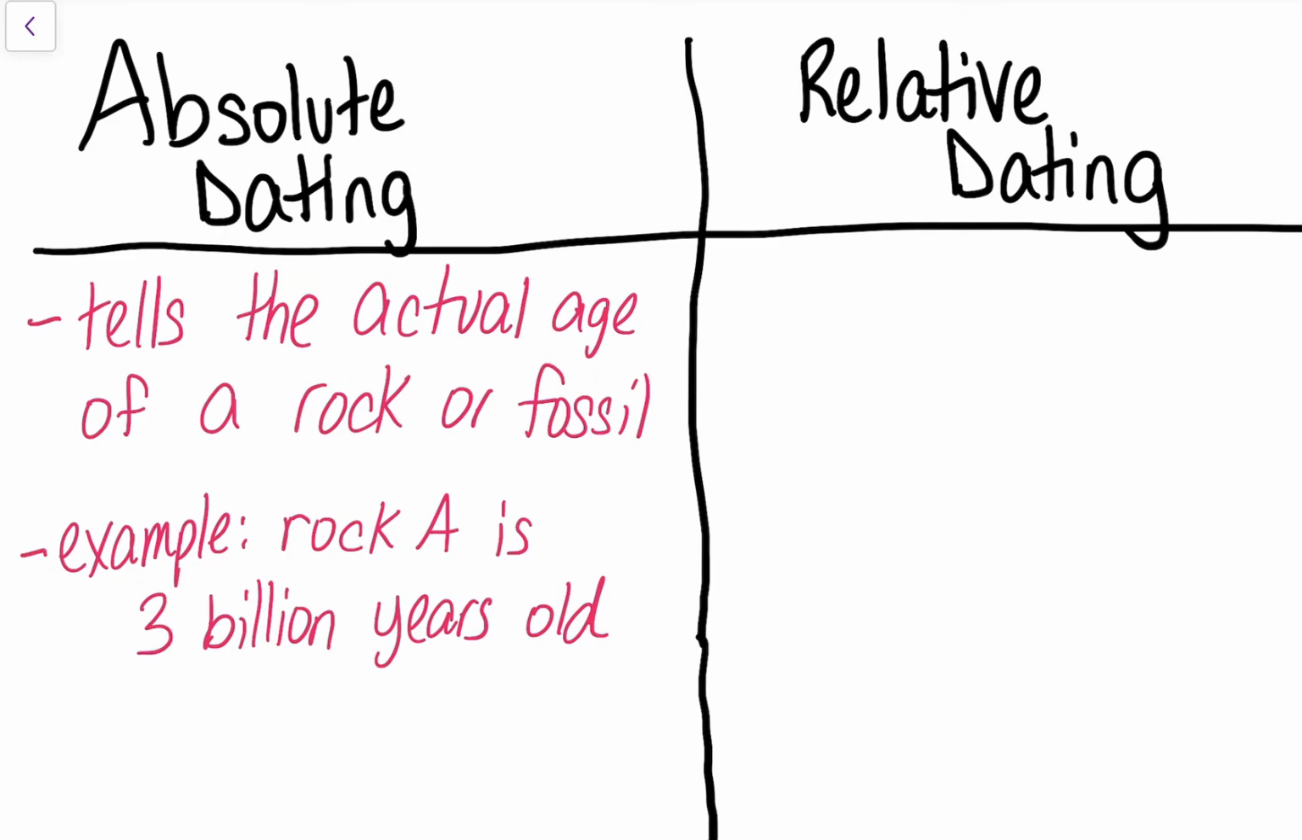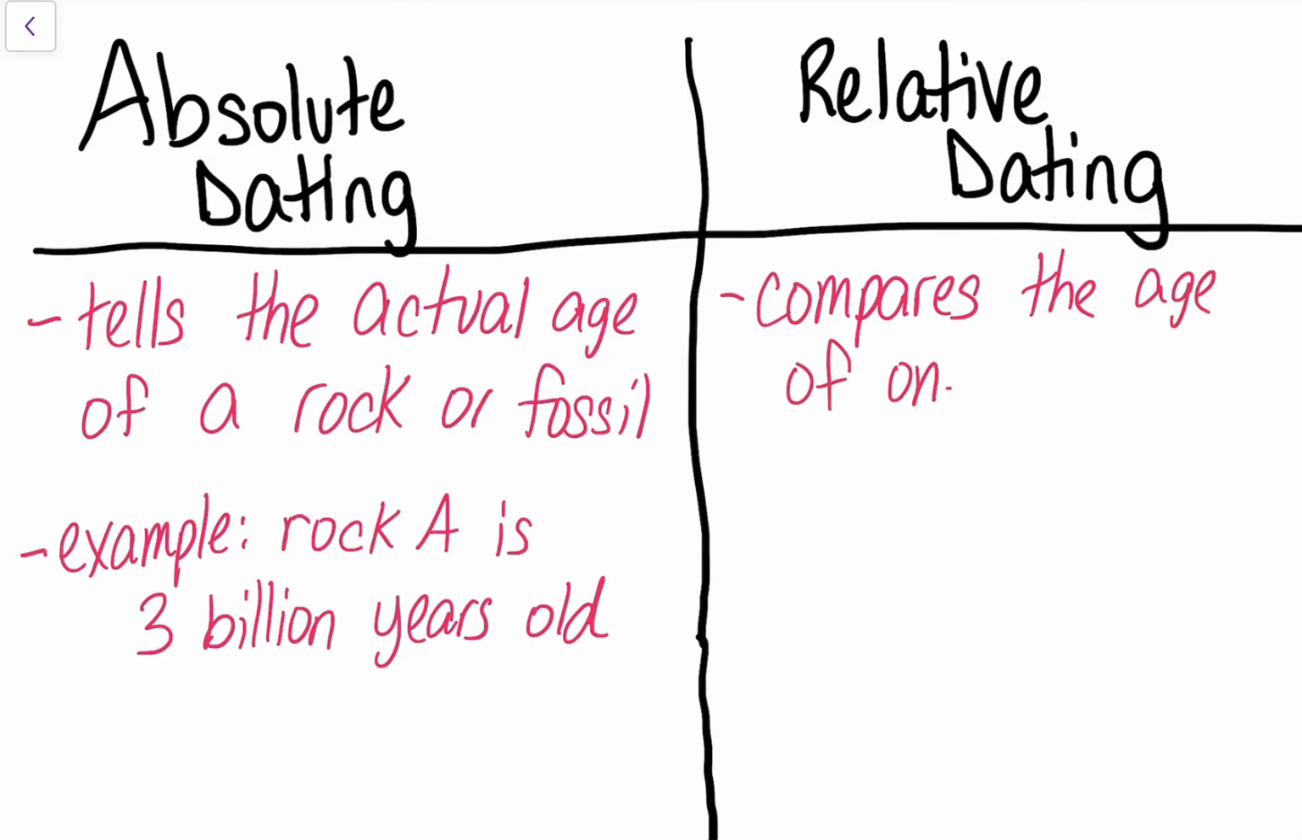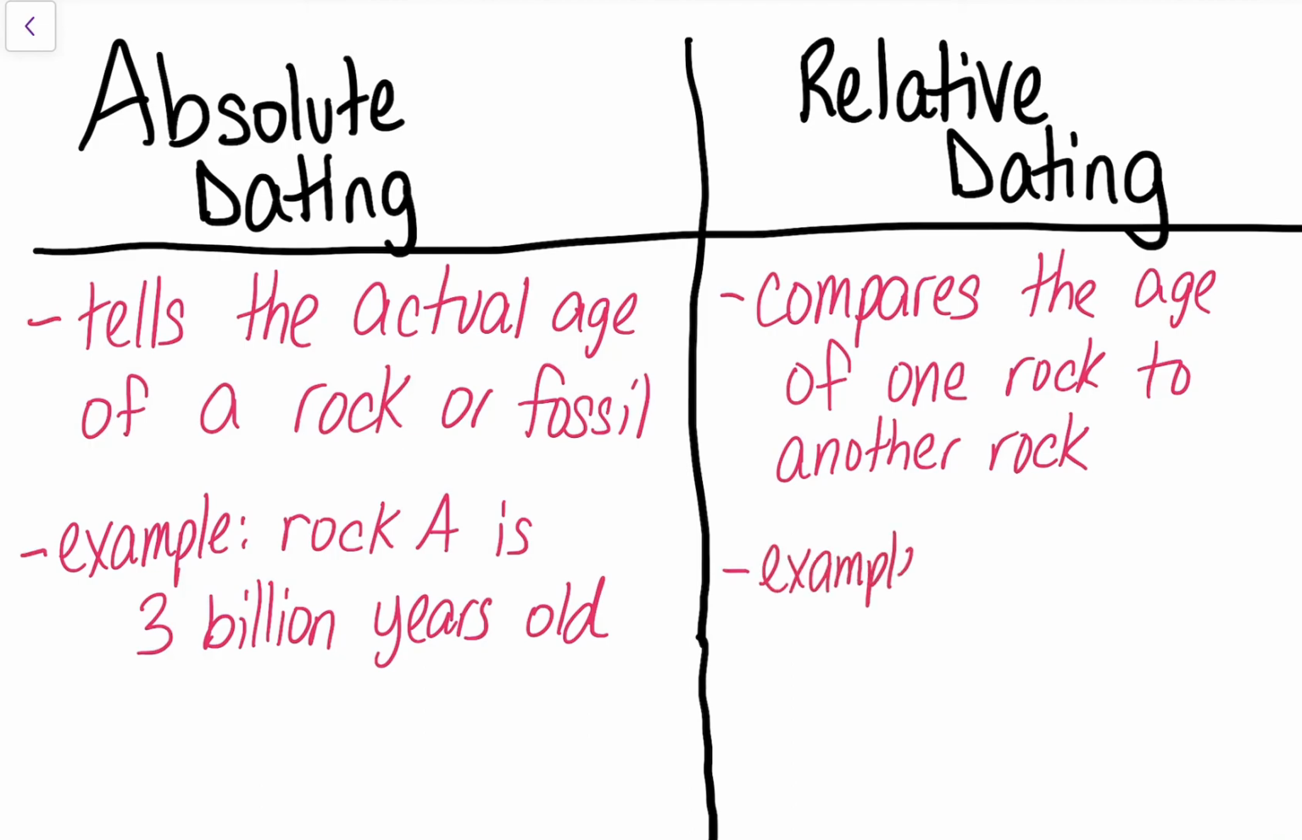We can also use what we call relative dating, and this method compares the age of one rock to another rock. Example would be to say rock A is older than rock B.